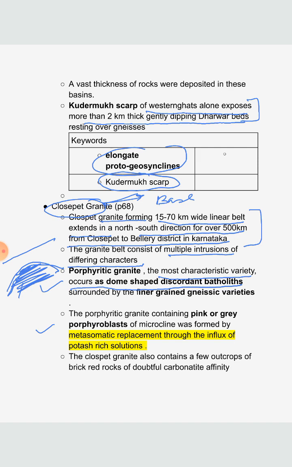Porphyritic granite, the most characteristic variety, occurs as a dome-shaped discordant batholith, surrounded by the finer grained gneissic varieties. So these are dome-shaped discordant batholiths and are surrounded by the finer grained gneiss. So there is gneiss surrounded around the dome-shaped batholith, which are porphyritic granite. The porphyritic granite contains pink or grey porphyroblasts. So we know what porphyroblasts are.